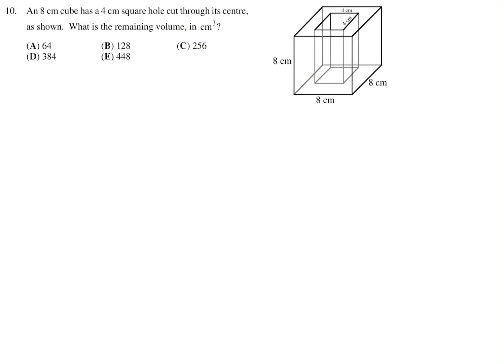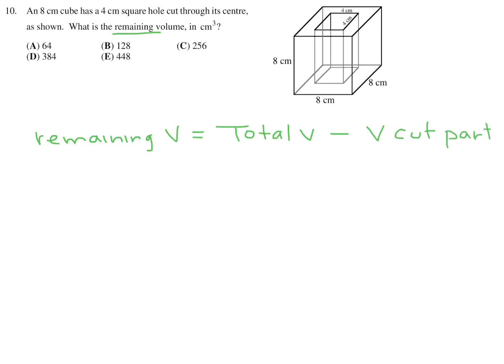An 8 centimeter cube has a 4 centimeter square hole cut through its center, as shown. What is the remaining volume? Okay, so the remaining volume would be equal to the total volume subtracted by the volume of the hole cut, or cut part, whatever you want to call it. Basically what they showed in the diagram, this part that's cut out.